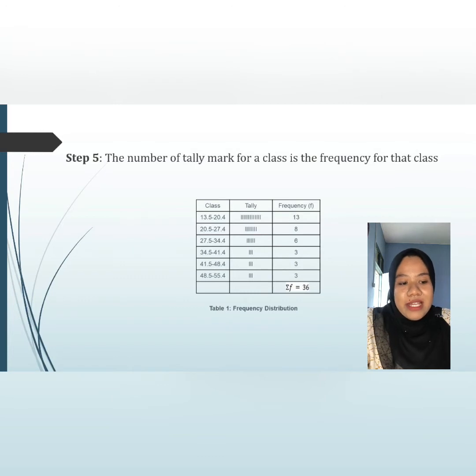The frequency is 13. Second class 20.5 to 27.4, the frequency is 8. Next 27.5 to 34.4 is 6. Then 34.5 to 41.4 is 3. 41.5 to 48.4 is 3. And the last one, 48.5 to 55.4, is 3. So the total for frequency is 36.